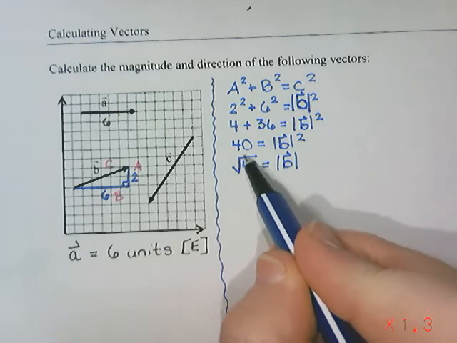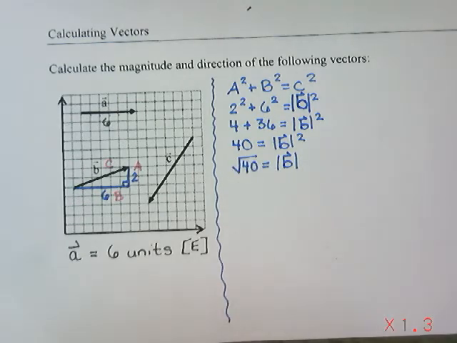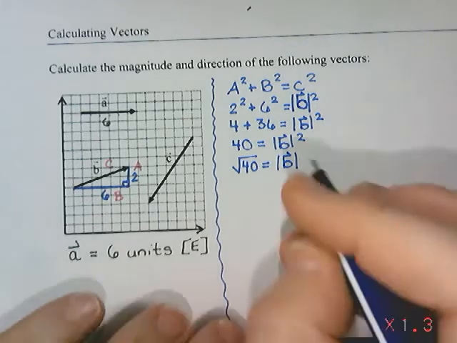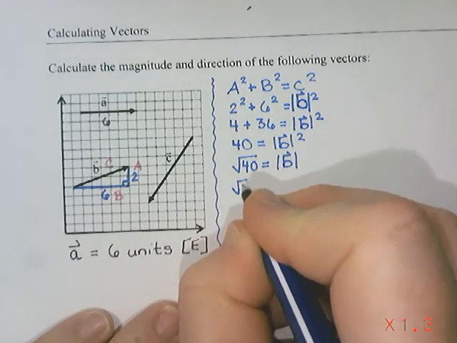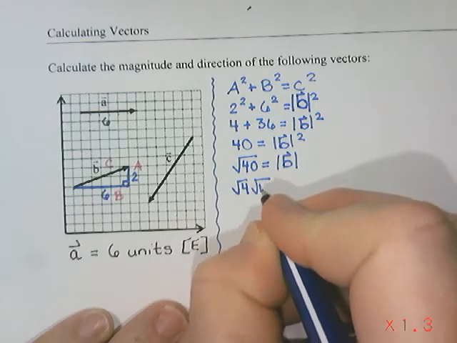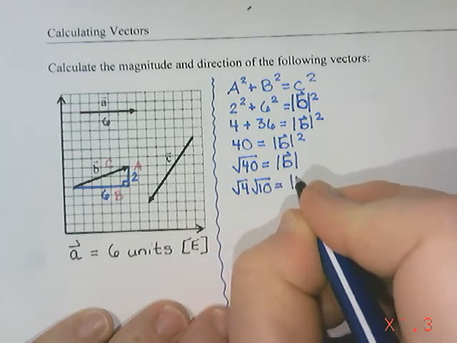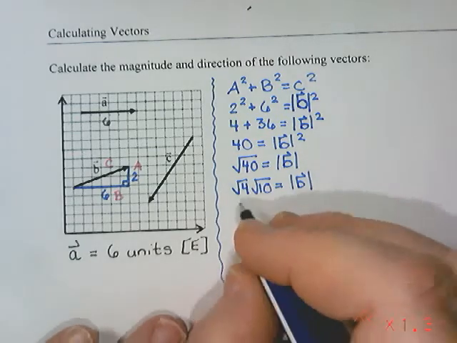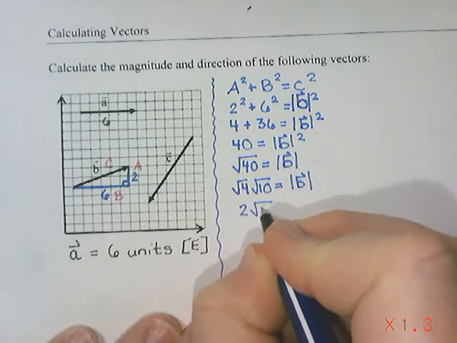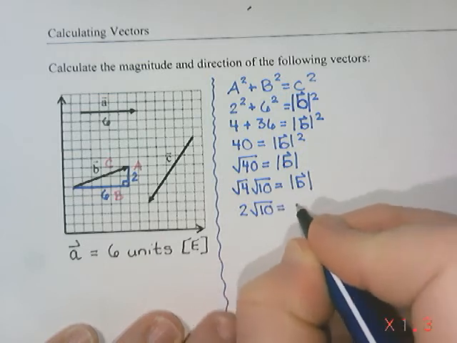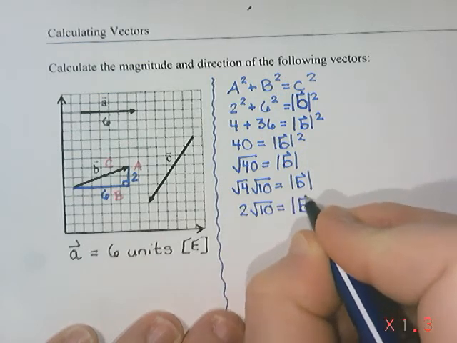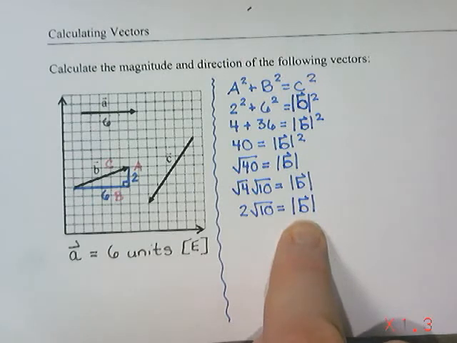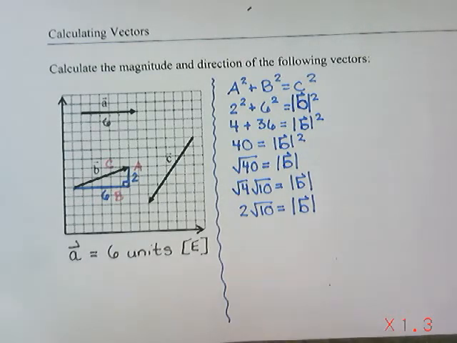I would look for the largest perfect square that goes into 40, and I'm pretty sure that would be 4. So 40 is 4 times 10. 4 is a perfect square. 10 is not. So I'm going to say that the magnitude of B is the square root of 4 times the square root of 10. Square root of 4 is 2. Square root of 10 is a decimal, so I'm going to leave it as 2 times the square root of 10. So I now know that the magnitude of B, or the length of B, is 2 times the square root of 10.